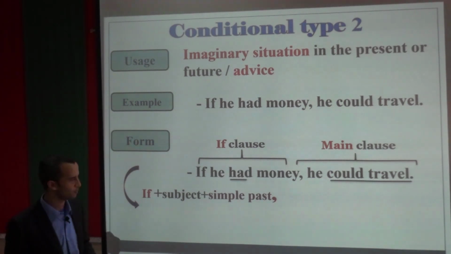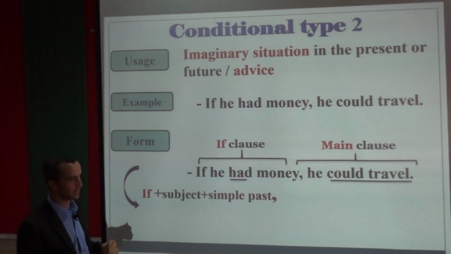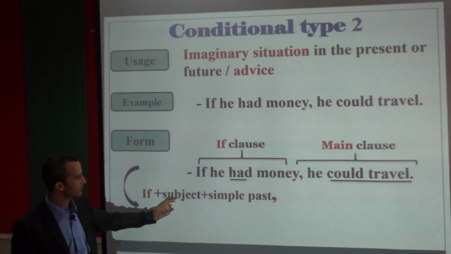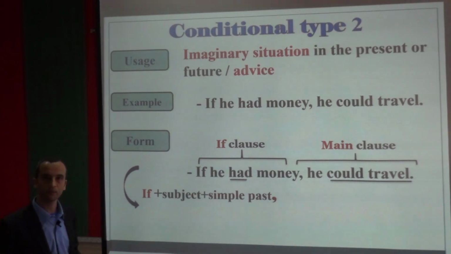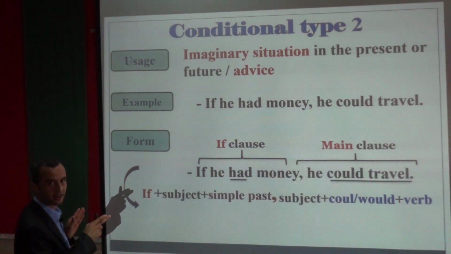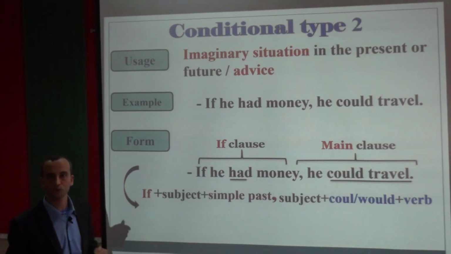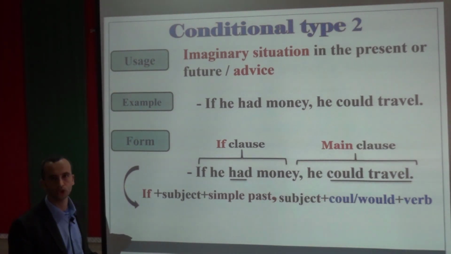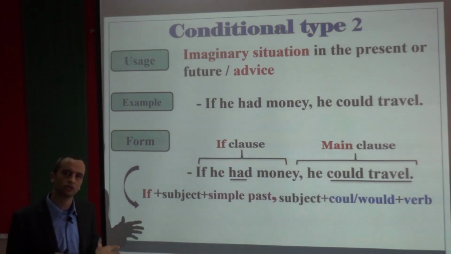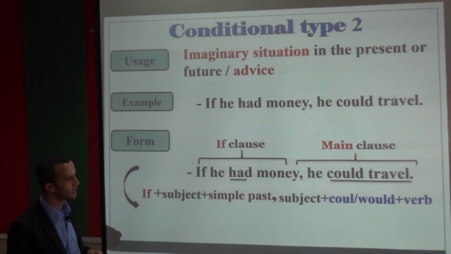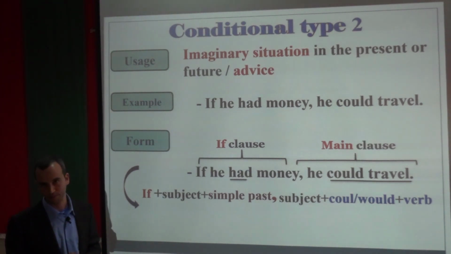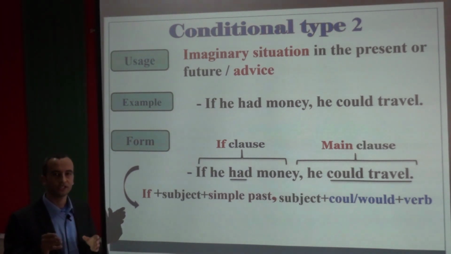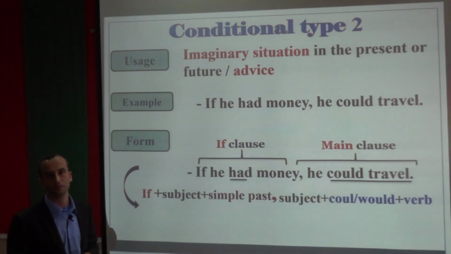So we said we use the simple past in the if clause and the modal plus verb in the main clause. For example, here again we can say we have if plus subject plus simple past in the if clause. In the main clause we have subject plus could or would or should, okay, depends on context, depends on the situation, plus verb, okay? So this is the form.